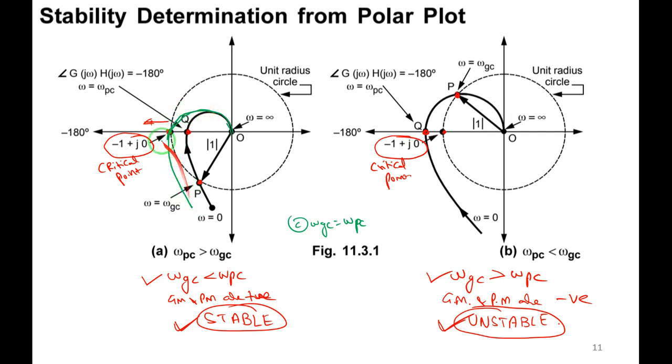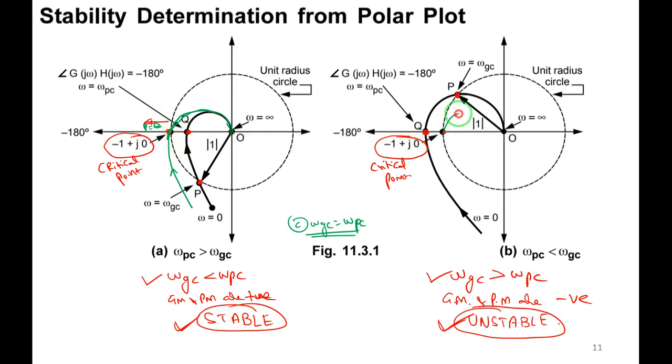Let me take it, this is the polar plot. You can observe this polar plot is intersecting the unit circle here, I am getting P, where P means omega equal to omega gc. This polar plot is also intersecting the negative real axis at Q, so P is equal to Q here. P equal to Q means omega gc equals omega pc, this third case. In the earlier cases P and Q are different, but here P is equal to Q. Whenever the polar plot crosses the negative real axis at the unit circle, it is intersecting both the unit circle as well as the reference line. Minus 1 plus j0 point is here.